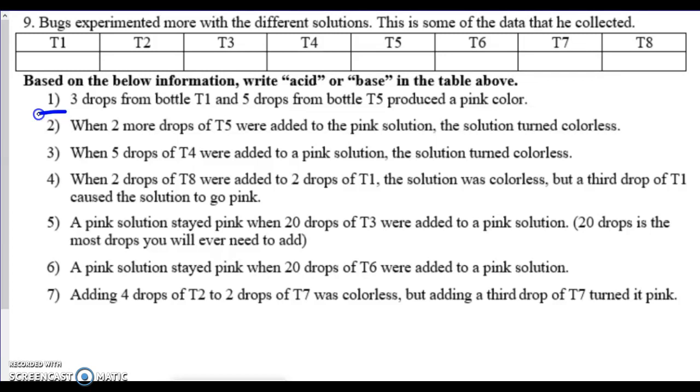That means he's got 1 that's an acid, 1 that's a base. We don't know which is which. 2, when 2 more drops of T5 were added to the pink solution, the solution turned colorless. So when he added T5, the pink color went away. So T5 is an acid, and T1 is a base. You should definitely try this yourself, see if you can do it, and then compare your answers to mine.